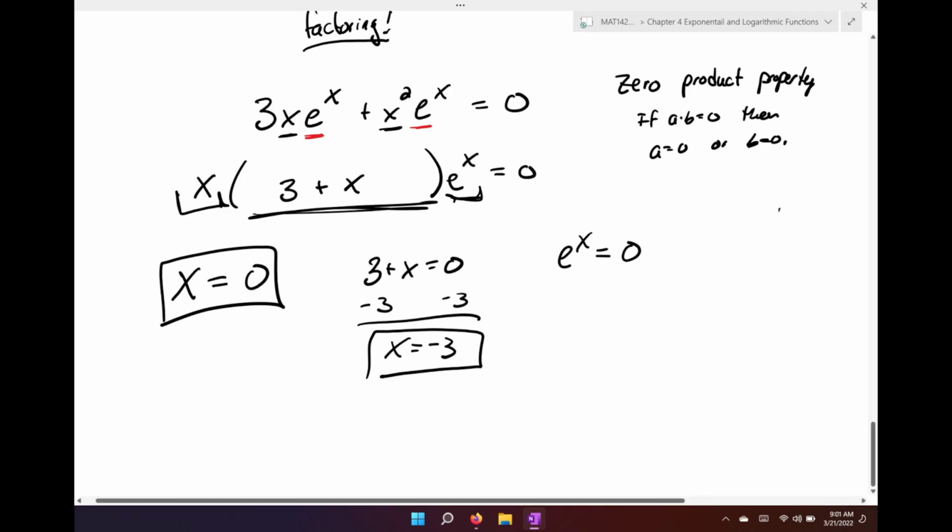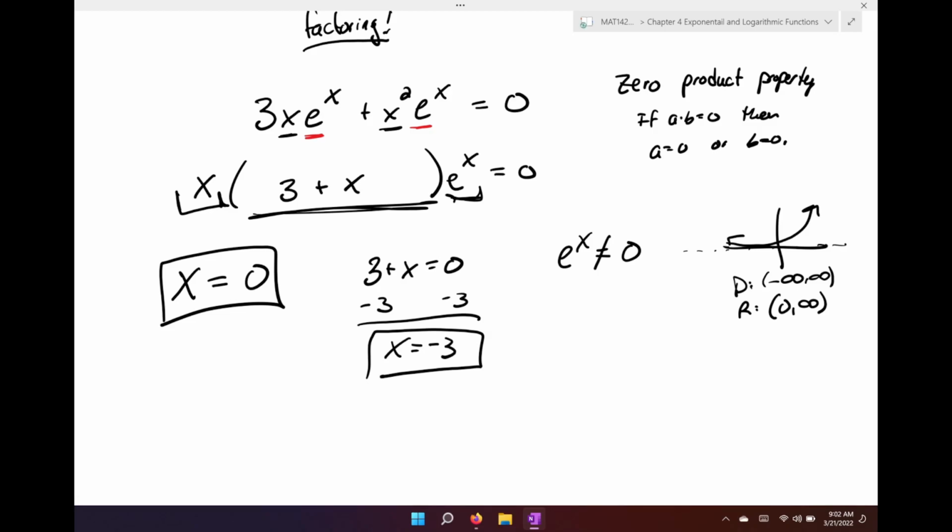Remember, e to the x, when you graph it, looks like this. It has a domain of -infinity to infinity, and it has a range of 0 to infinity, but we do not include 0 because we have that horizontal asymptote there. So e to the x will never ever equal 0. So your only two solutions for this problem are x equals 0 and x equals -3.